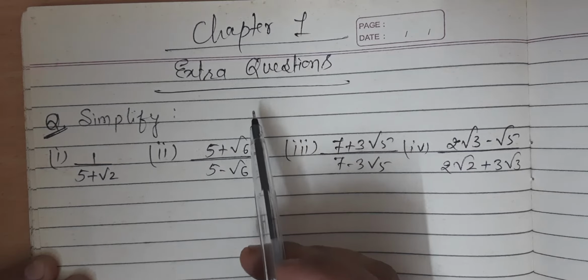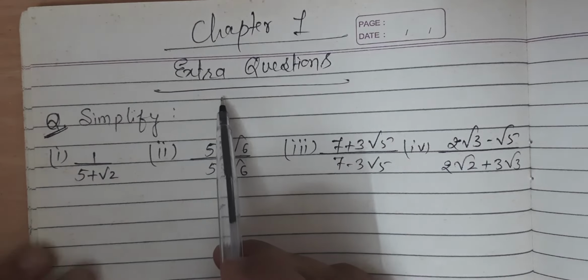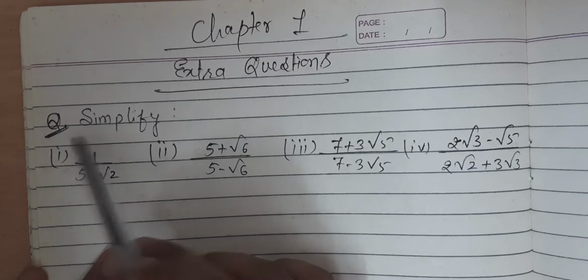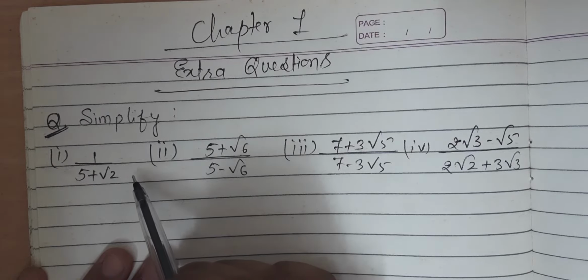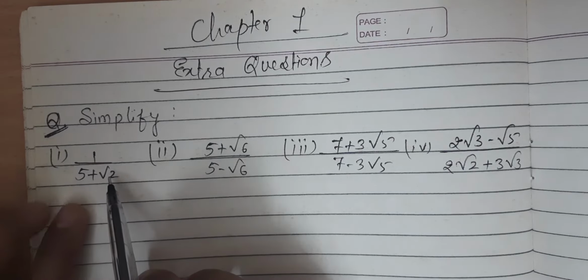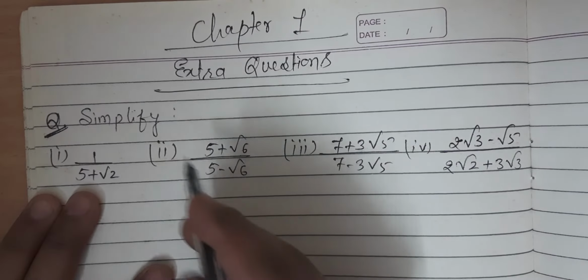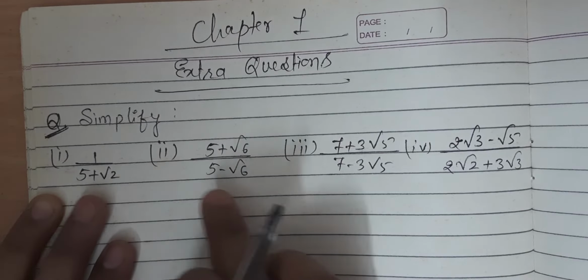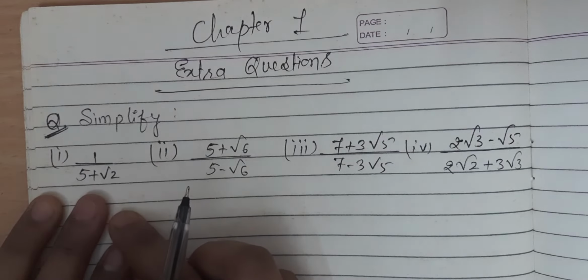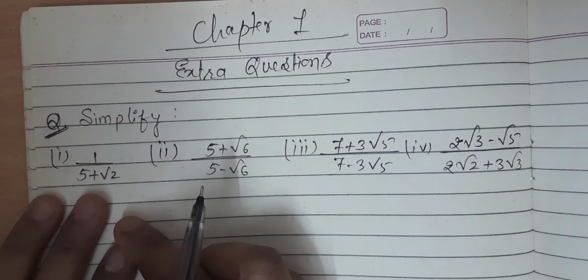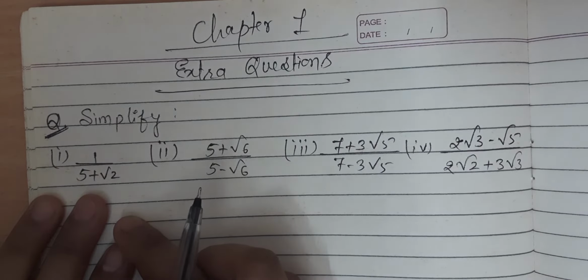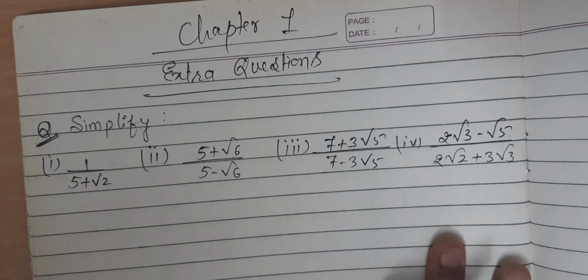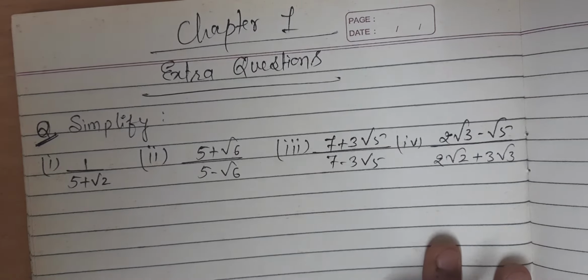Good morning, children. Today we will solve some extra questions from chapter number 1. So, this is the first question which I have taken here, and the question is simplify. Whenever you find this type of question, simplify, and a square root in the denominator, then what will we do? We will rationalize the denominator. Whenever you find a square root in the denominator, just rationalize the denominator.